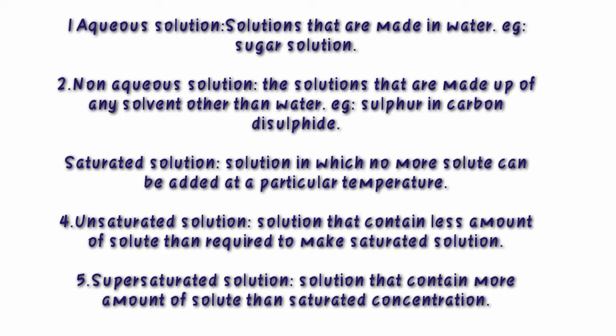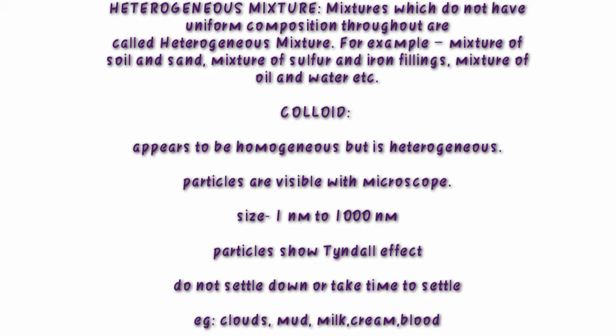Supersaturated solution is the solution which contains more dissolved solute than the saturated concentration. And unsaturated solution is a solution which contains less solute than required to make the saturated solution. Heterogeneous mixtures are the combination of two or more substances in which composition of these substances is not uniform throughout. Examples: mixture of salt and sugar, water and sand, and water and oil.